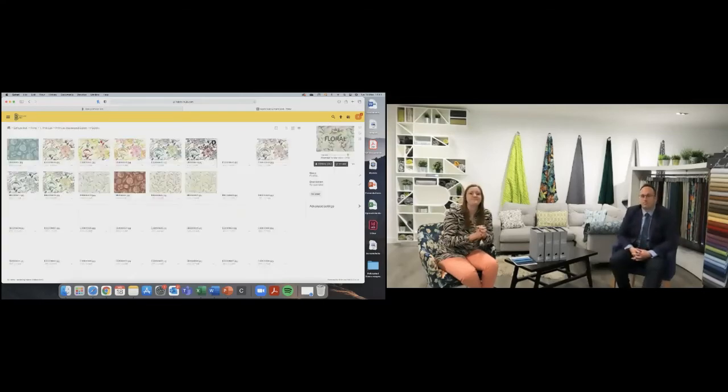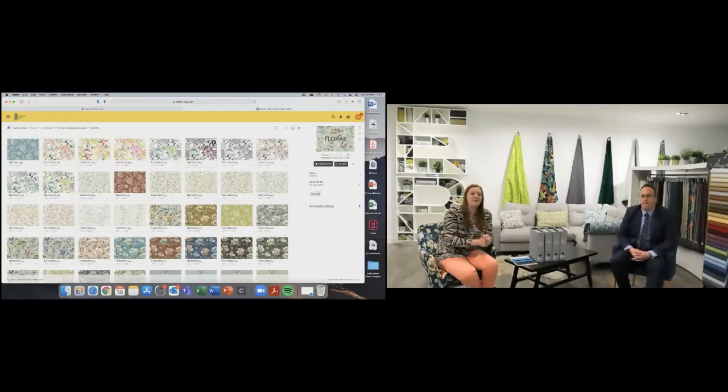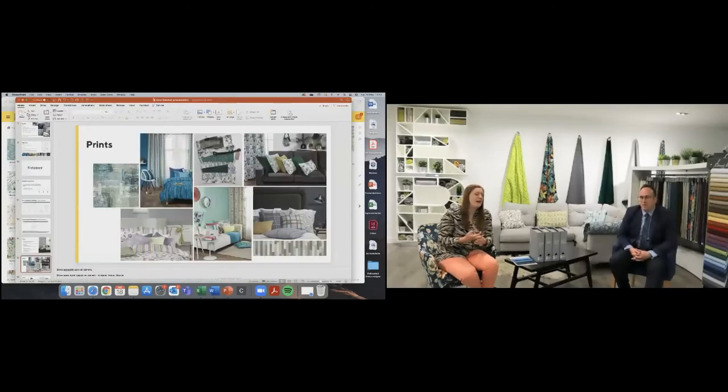Absolutely. So we are going to talk now about the upcoming range, Identity. I think this is a collection due within this year. Yeah, September. And I think it crosses the barrier between hospitality and healthcare quite well, doesn't it?